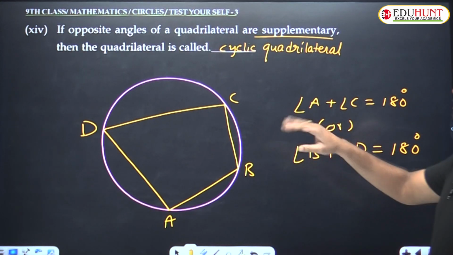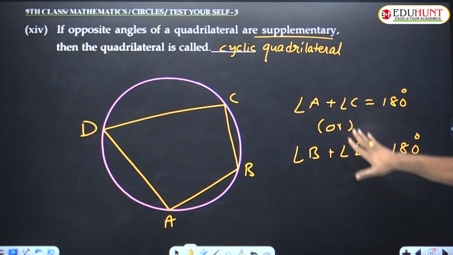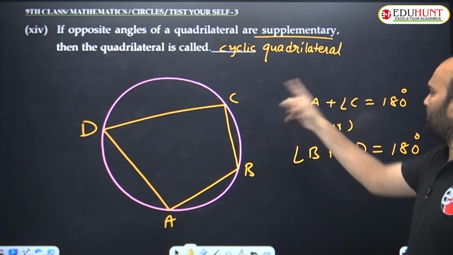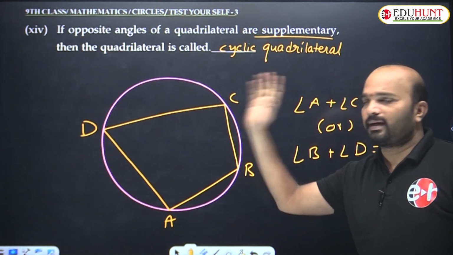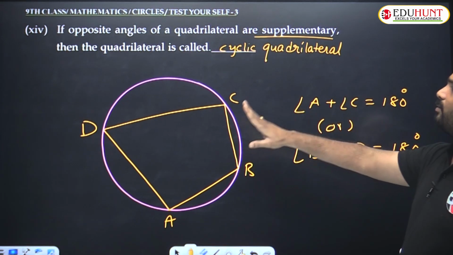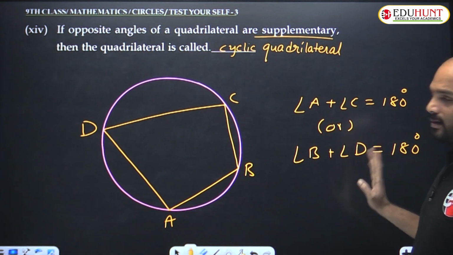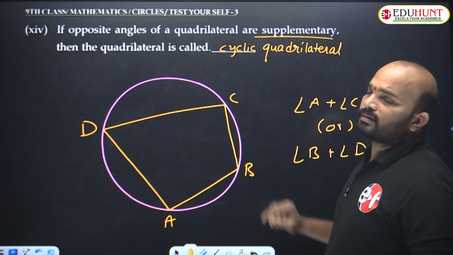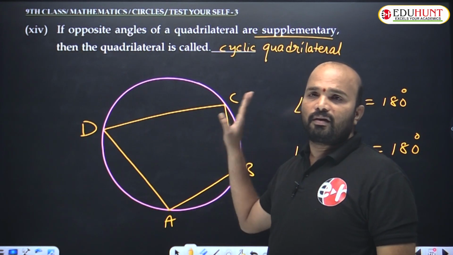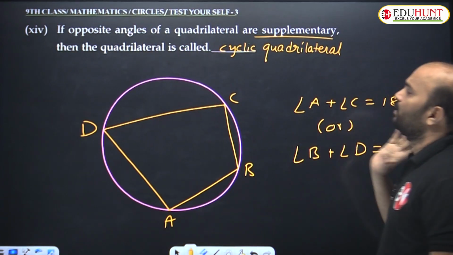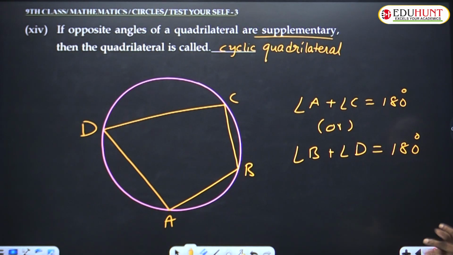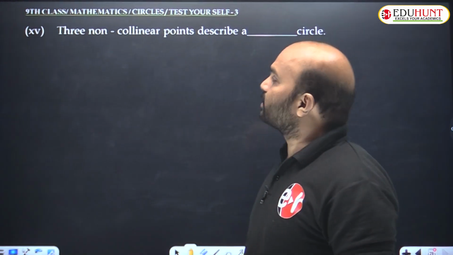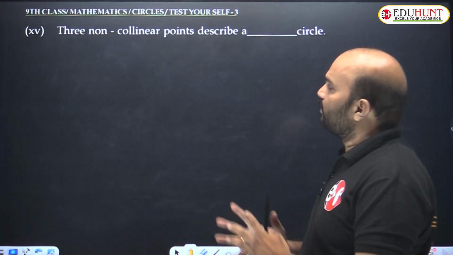Am I clear? So the opposite angles of a quadrilateral are supplementary, nothing but angle A plus angle C equals 180 as well as angle B plus angle D equals 180. Then that quadrilateral is called a cyclic quadrilateral. Am I clear? So what is the principle of a cyclic quadrilateral? The sum of the opposite angles is always supplementary, nothing but 180. That quadrilateral is called a cyclic quadrilateral. Am I clear? Let's go to Roman number 15.